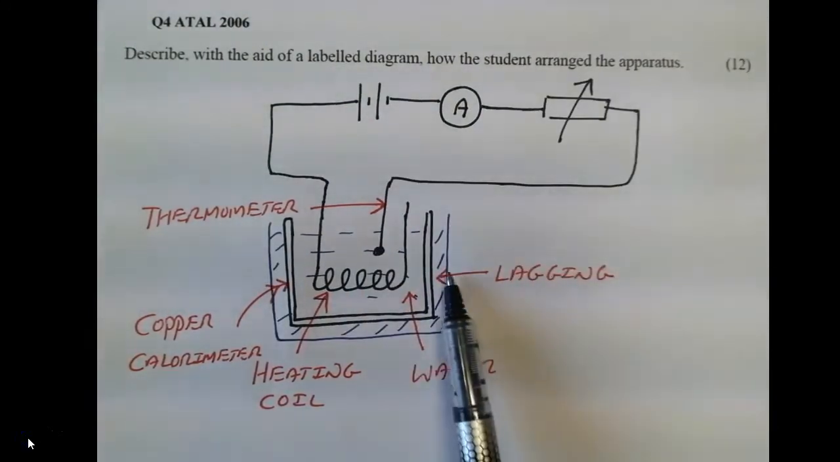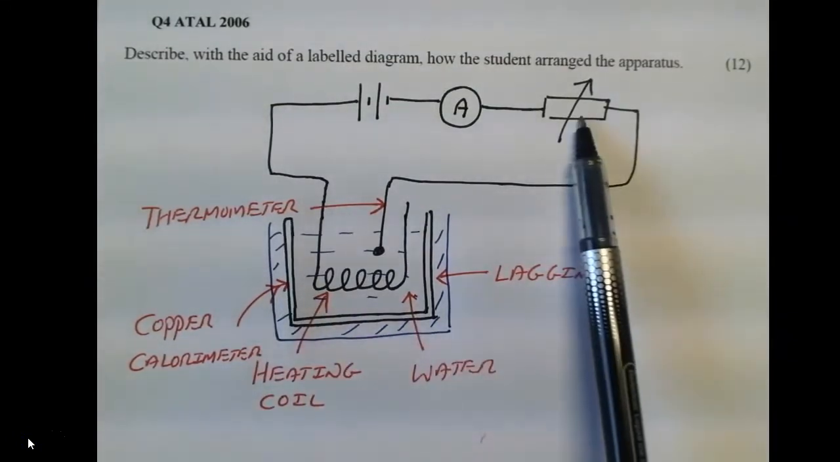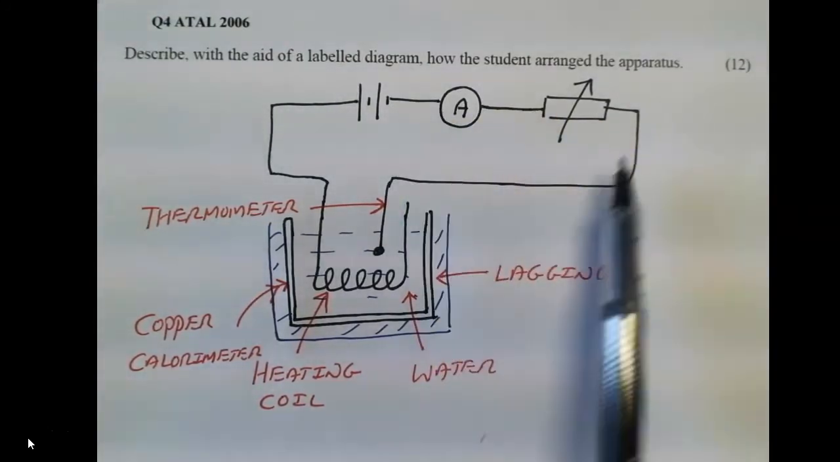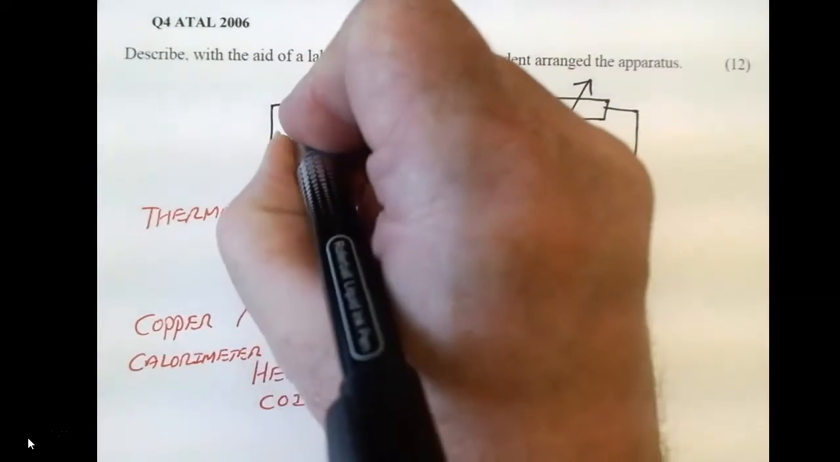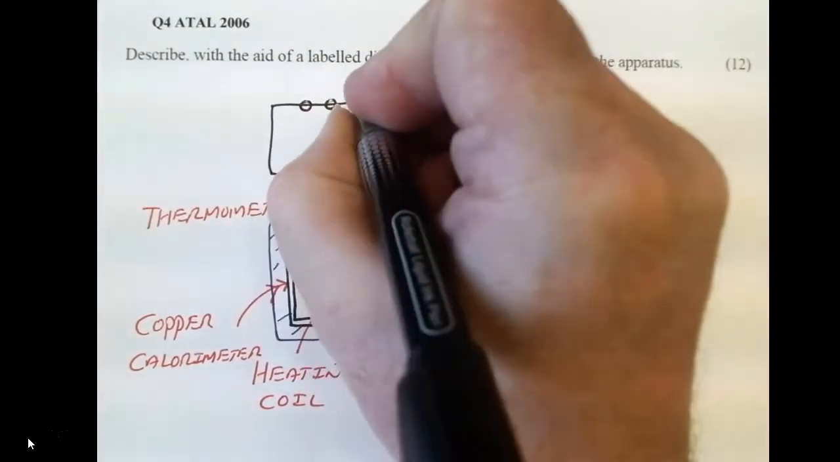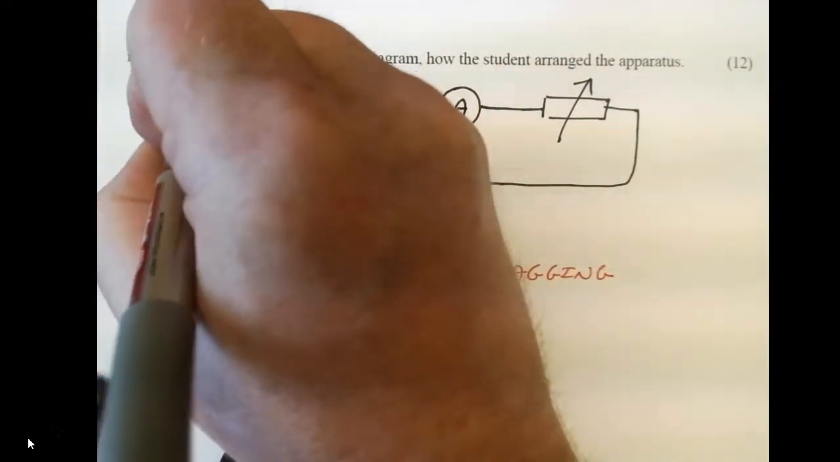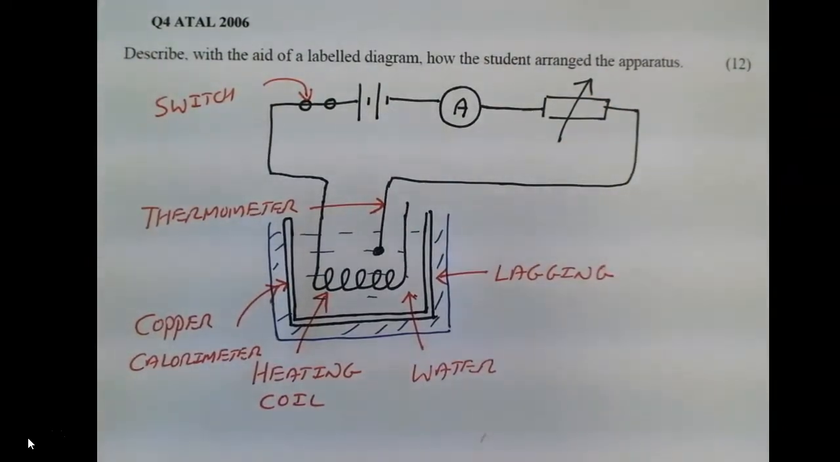I've also included some lagging to prevent heat loss from the calorimeter to the surroundings, and a variable resistor in order to vary the current as we do each run of the experiment. One thing that's often left out by students and is required generally in the Leaving Cert is a switch in the circuit somewhere. Generally switches are put in on the positive side of the circuit, and you can put in the switch there, but I think it's important to label it. Also, because in this experiment we're talking about the rise in temperature of the thermometer.